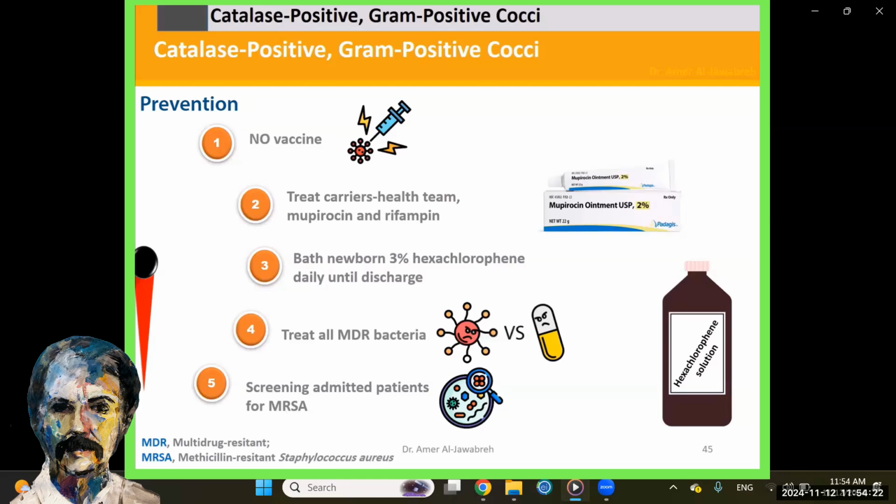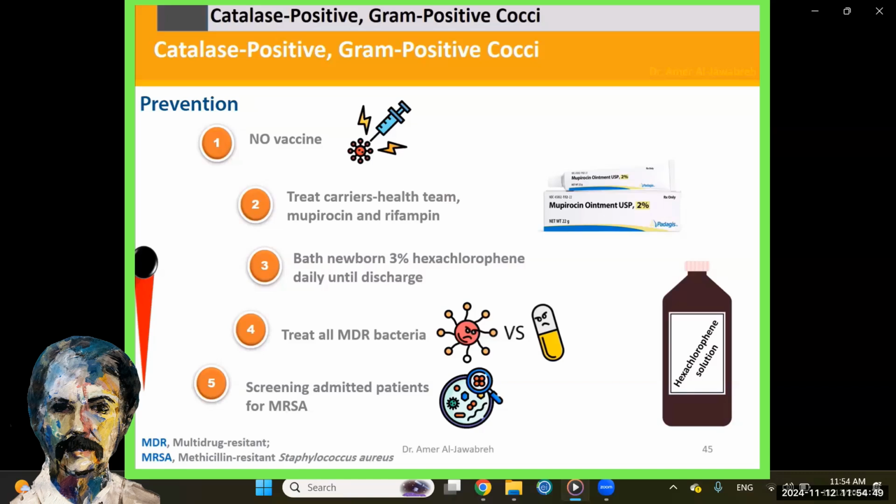Fourth thing, treat all MDR bacteria. What is MDR? Multi-drug resistant. We have MRSA, we have Pseudomonas aeruginosa, we have Acinetobacter baumannii, and others. All these are MDRs. Bacteria difficult to treat. We have to treat all these people who have these bacteria.